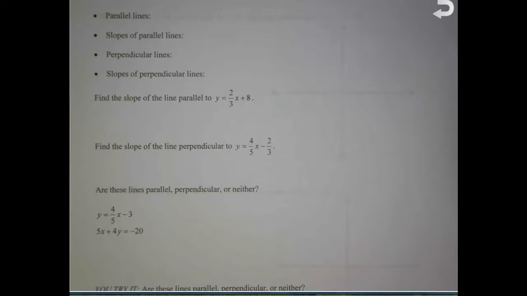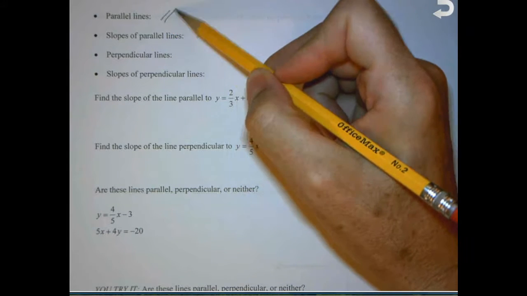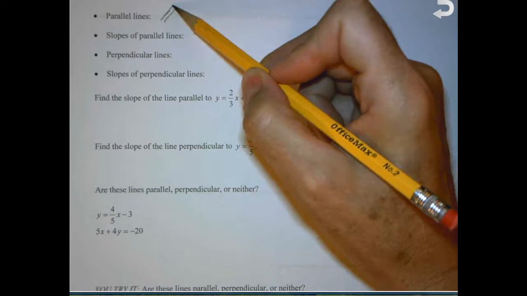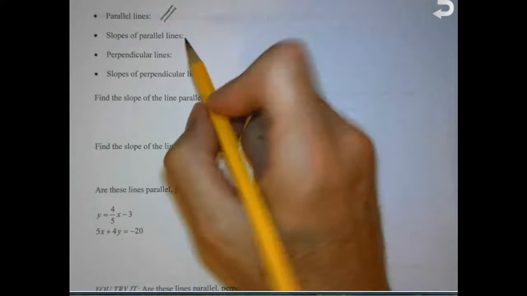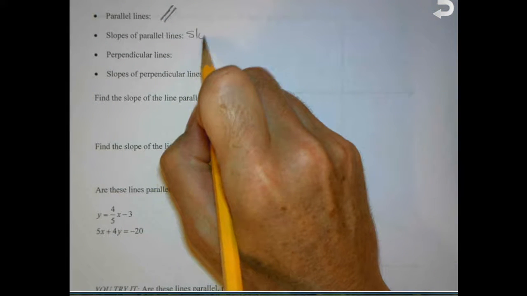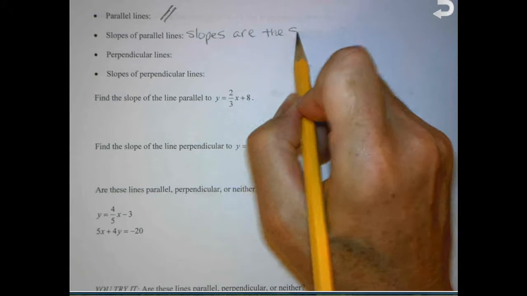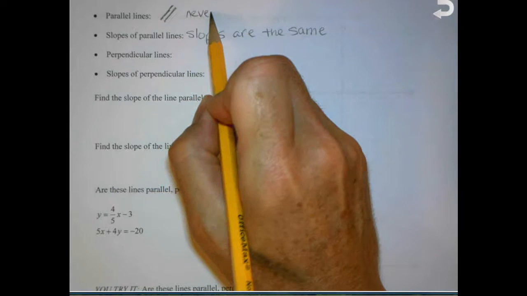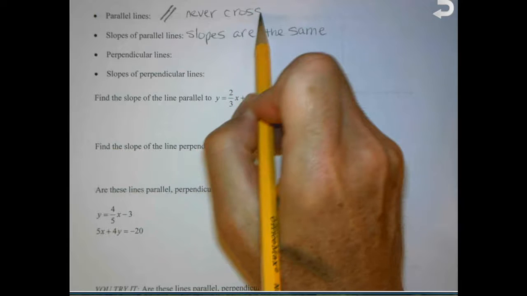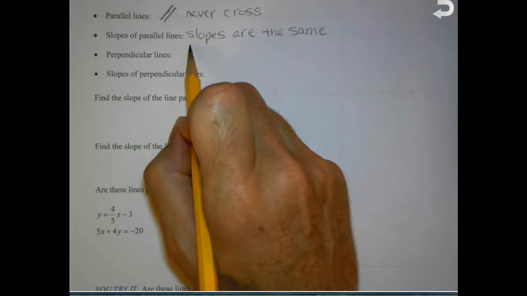Let's look at parallel and perpendicular lines. And if you remember, parallel lines are going to go on and on the same distance apart and at the same angle. And since they're at the same angle, we know that their slopes are the same. And we know that they never cross. They never meet.